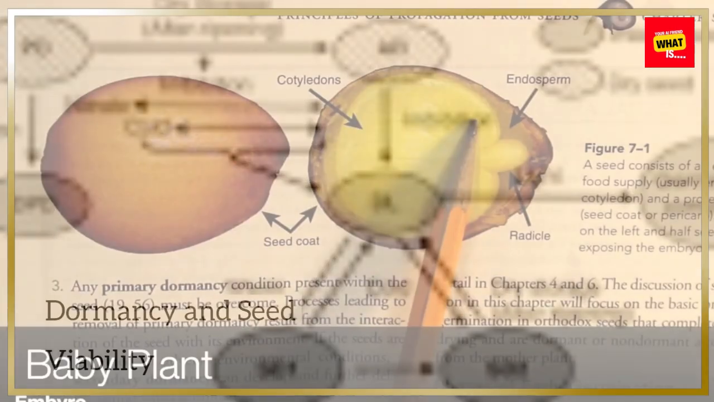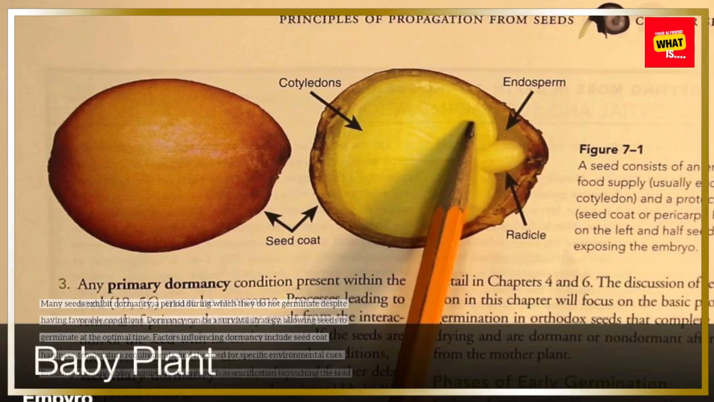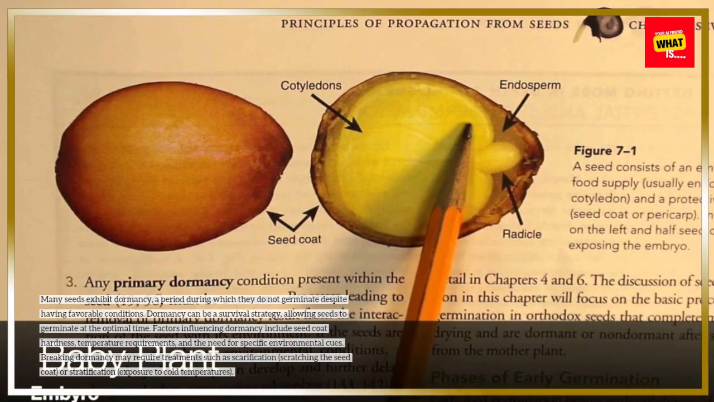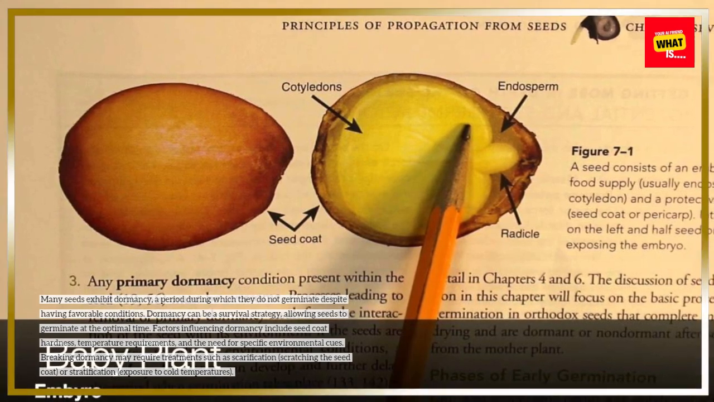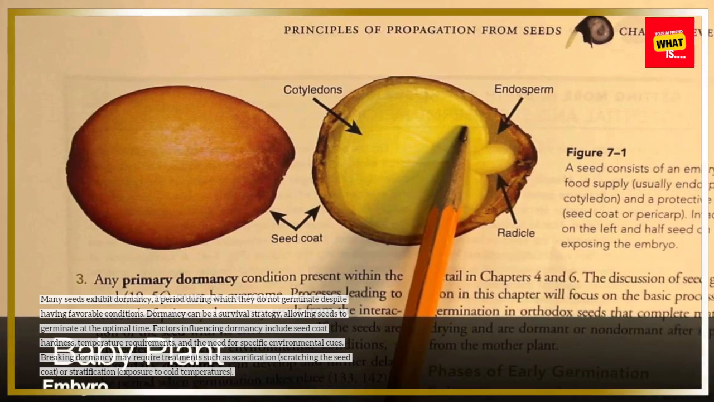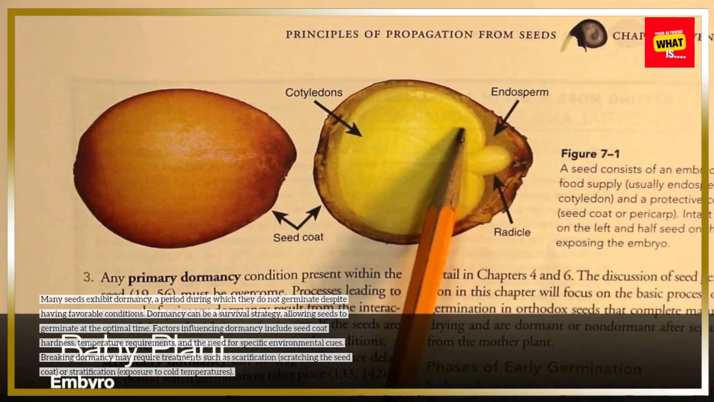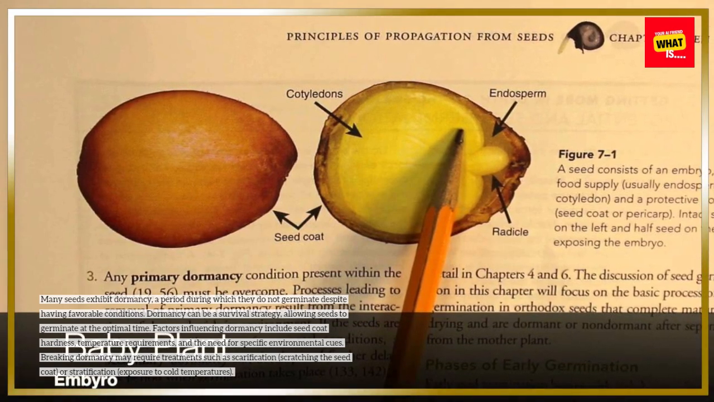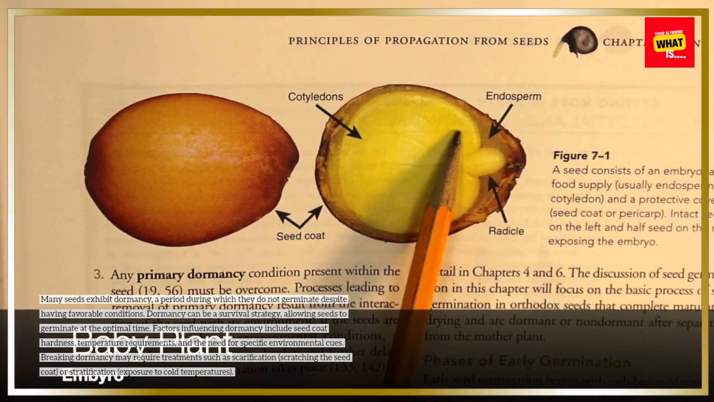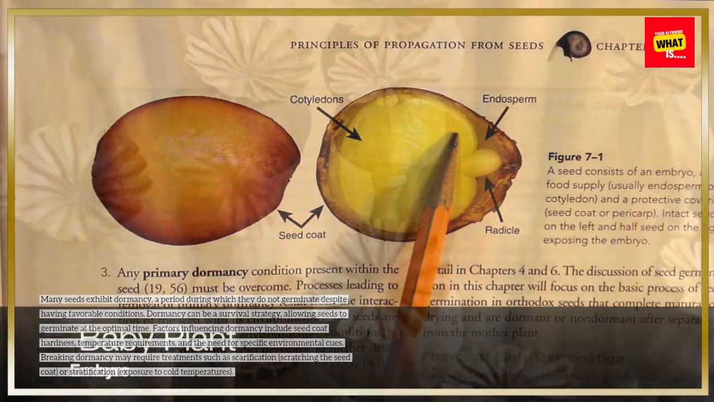Dormancy and seed viability. Many seeds exhibit dormancy, a period during which they do not germinate despite having favorable conditions. Dormancy can be a survival strategy, allowing seeds to germinate at the optimal time. Factors influencing dormancy include seed coat hardness, temperature requirements, and the need for specific environmental cues. Breaking dormancy may require treatments such as scarification, scratching the seed coat, or stratification, exposure to cold temperatures.